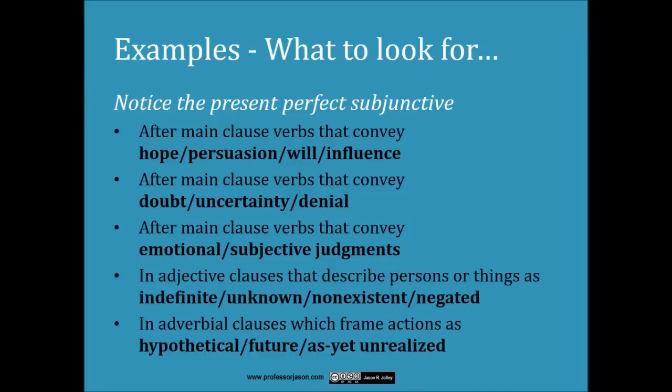So, notice the present perfect subjunctive in the examples after main clause verbs that convey will, persuasion, hope and influence. After main clause verbs that convey doubt, uncertainty, denial, emotional or subjective judgments, in adjective clauses that describe persons or things as indefinite, unknown, non-existent, or negated, and then finally in adverbial clauses, right, which frame actions as hypothetical, future, as yet unrealized. This may be all just mumbo jumbo, so I'll come back to these things when we actually see the examples.